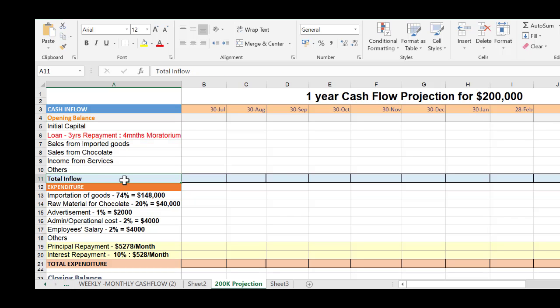Then you now sum your total inflow. Then under expenditure, we have importation of goods.